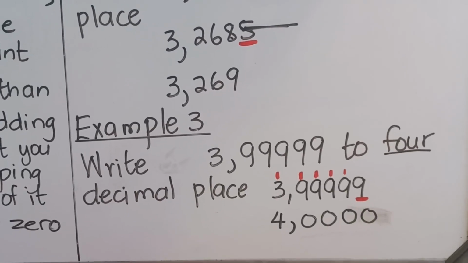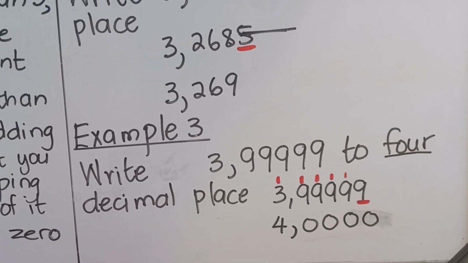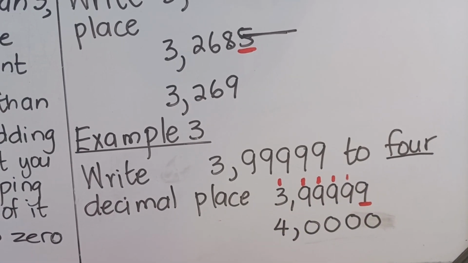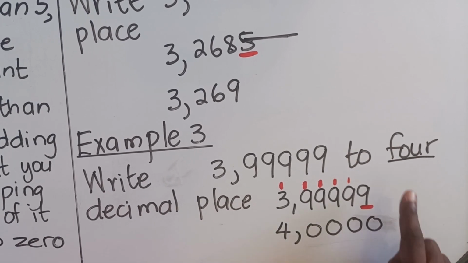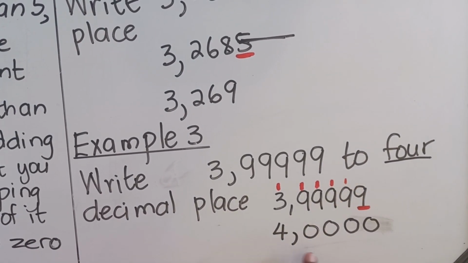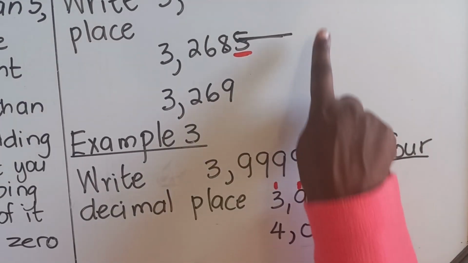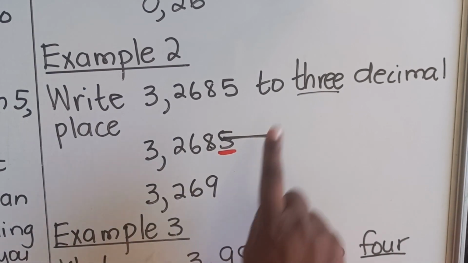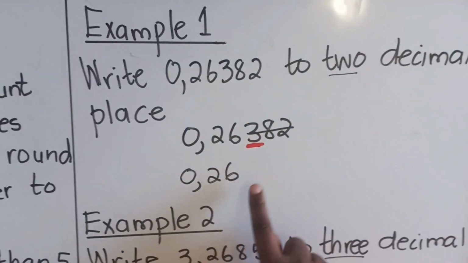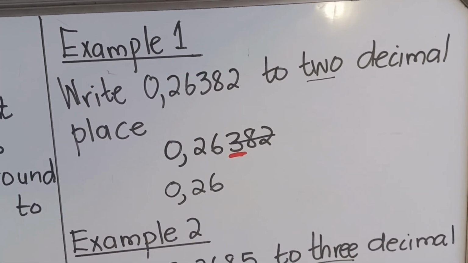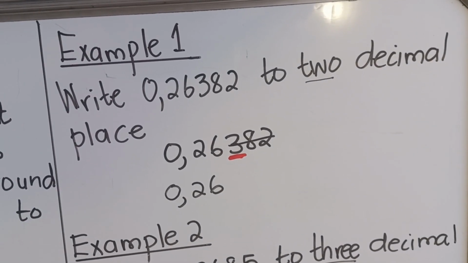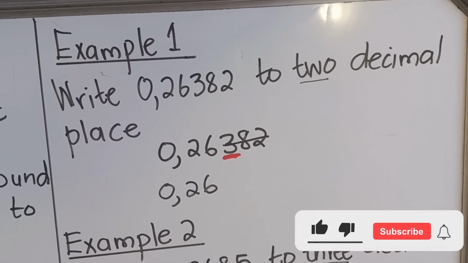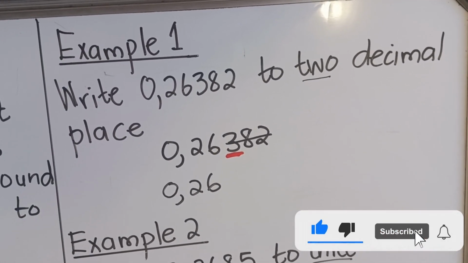Okay, when you are rounding off, what is very important is to read. They say round off to what? That statement is telling you how many numbers you must leave after the comma. When they say round off to 4 decimal places, they mean leave 4 numbers after the comma. Round off to 3 decimal places, they mean leave 3 numbers after the comma. Round off to 2 decimal places, they mean 2 numbers after the comma. How do you leave those numbers? You follow the rules. But your answer must have 2 numbers after the comma, or 3 numbers after the comma, depending on how many decimal places they said you must round off to.